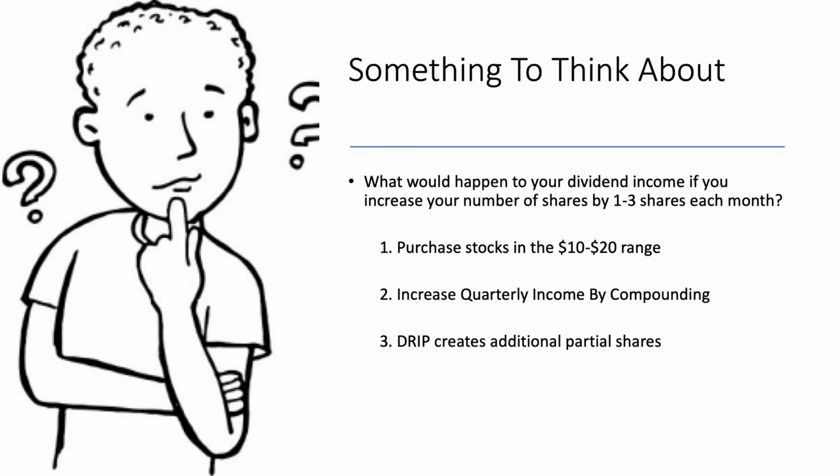Increase quarterly income by compounding. How do we compound? Dividend reinvestments. DRIPs create additional partial shares. So think about, how can you increase your portfolio with dividend income stocks? What can you do on a consistent basis? If all you can do is buy one $10 stock, then that's better than nothing. It will still grow because of compounding.